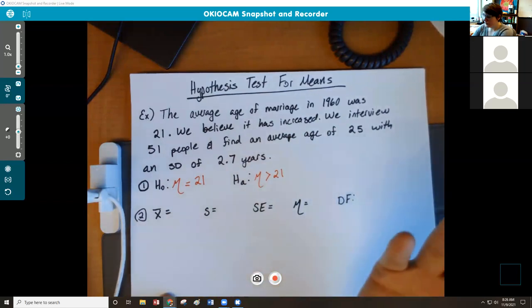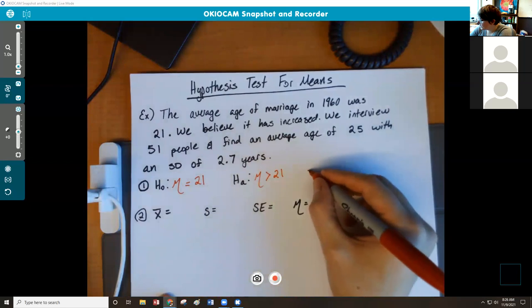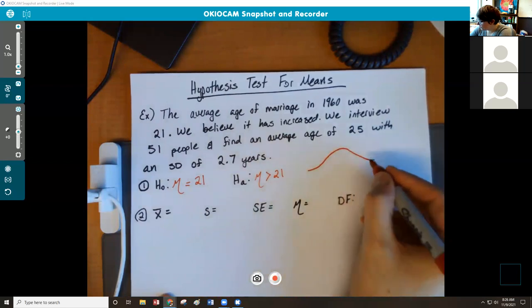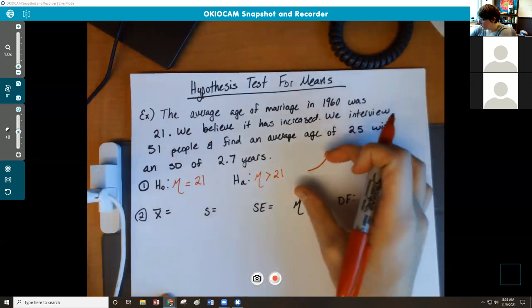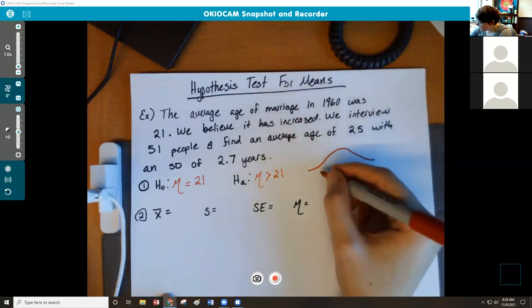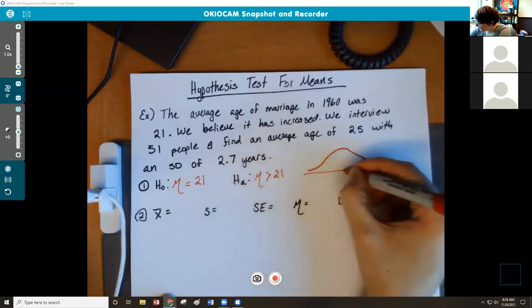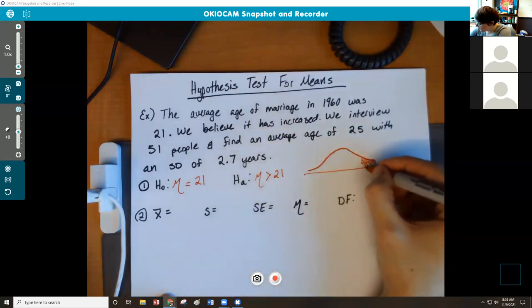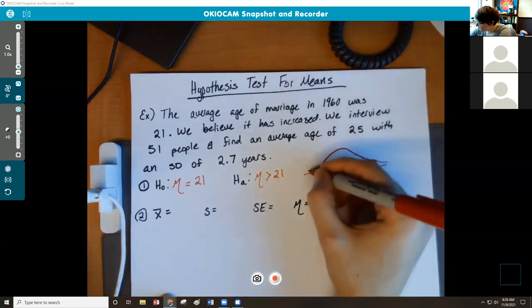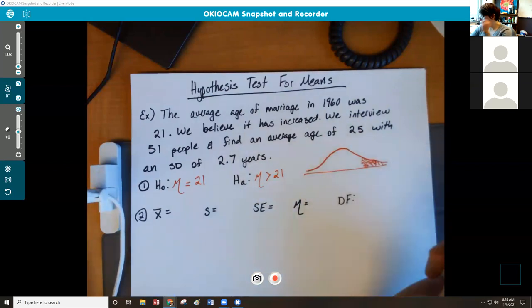Now, along with this, I'm also going to draw a picture. Remember, the t-distribution looks a lot like the normal distribution. It's just a little bit shorter and it has wider tails. But we're still looking for extreme values on this guy. So we're still looking for extreme values over here.